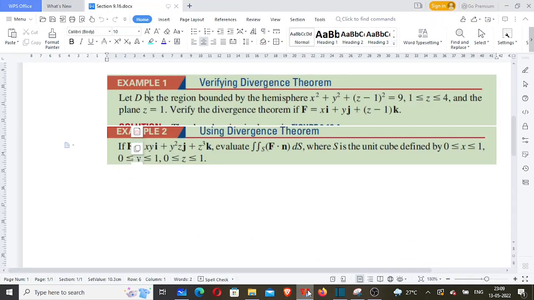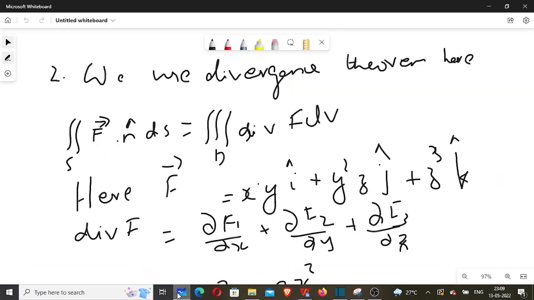Next example is using the divergence theorem. If f equal to xy i plus y square z j plus z cube k, evaluate double integral over s f dot n ds, where s is the unit cube defined by 0 less than or equal to x less than or equal to 1, 0 less than or equal to y less than or equal to 1, 0 less than or equal to z less than or equal to 1. For the evaluation, we use the divergence theorem here. The theorem is double integral over s f dot n ds equal to triple integral over d div f dv. Here f equal to xy i plus y square z j plus z cube k.